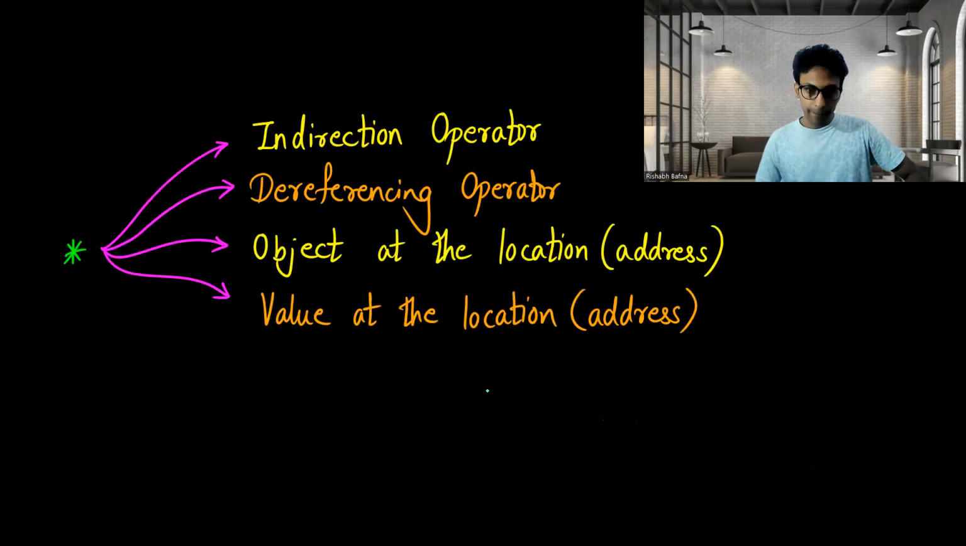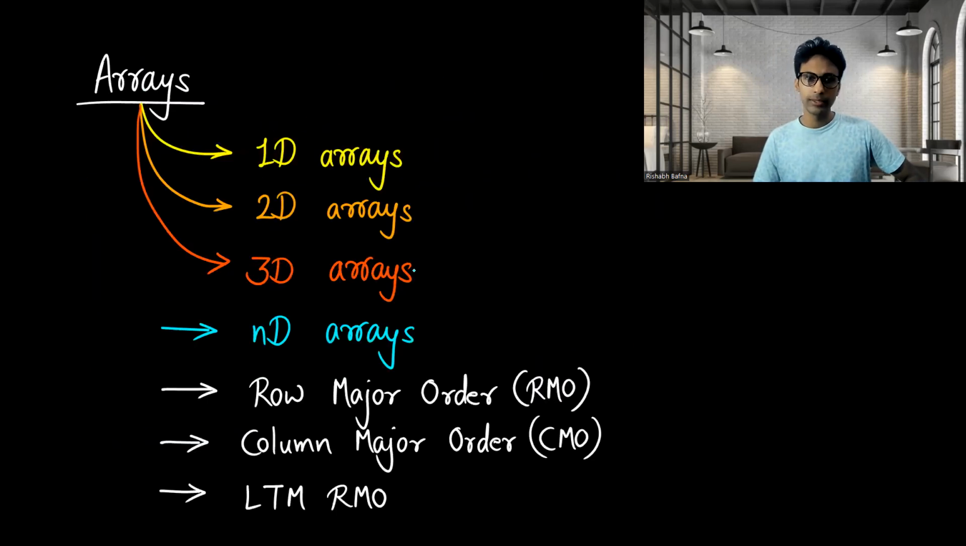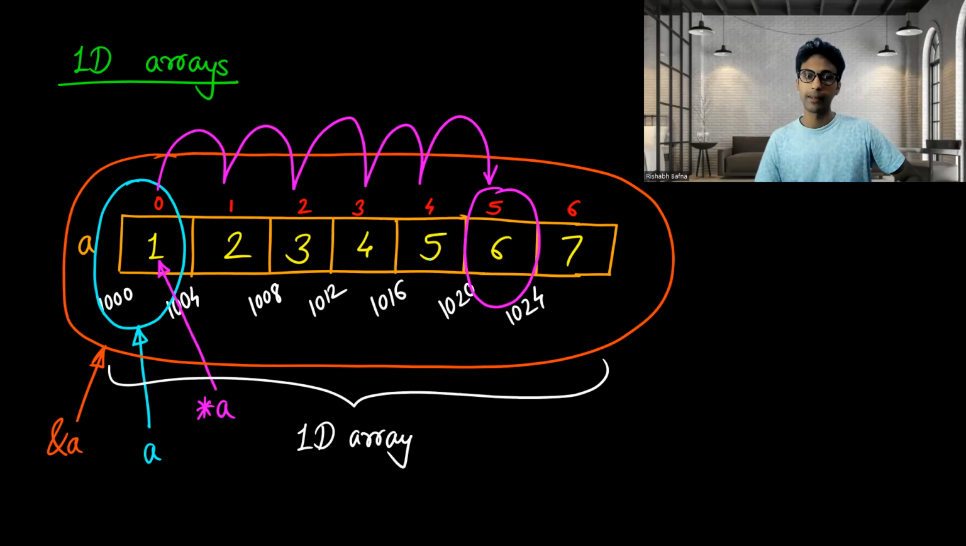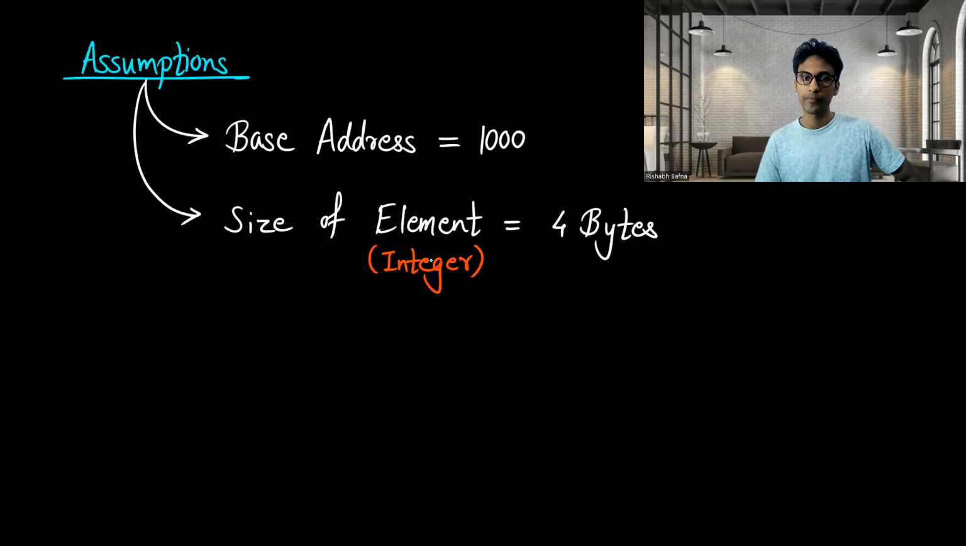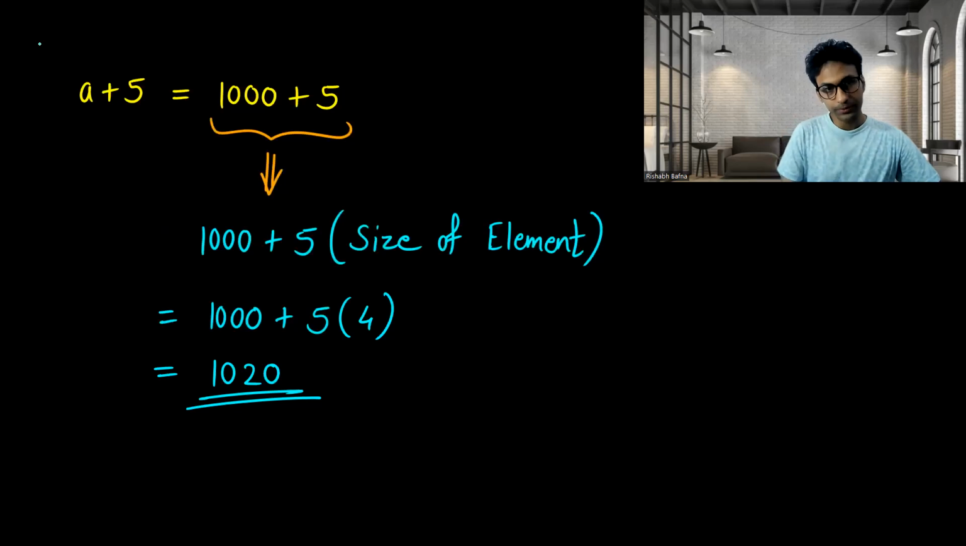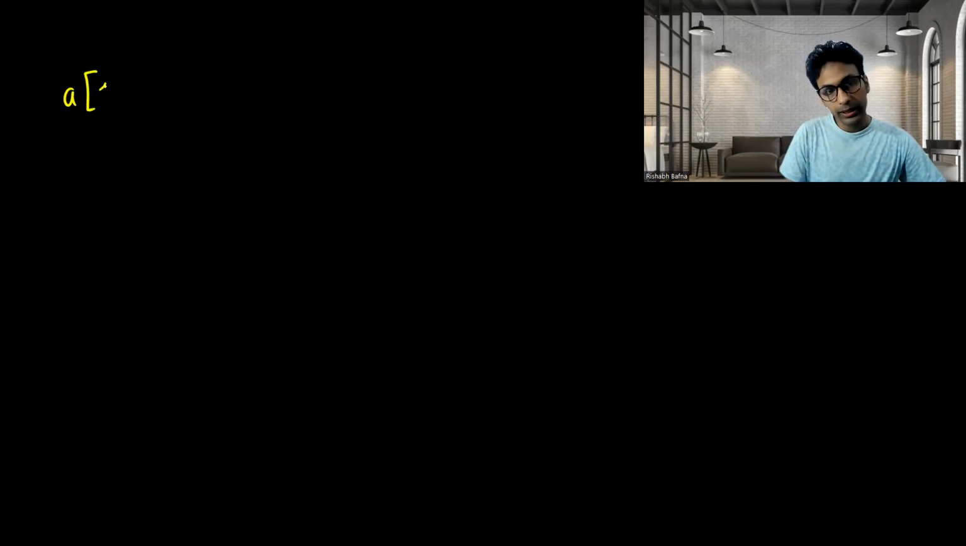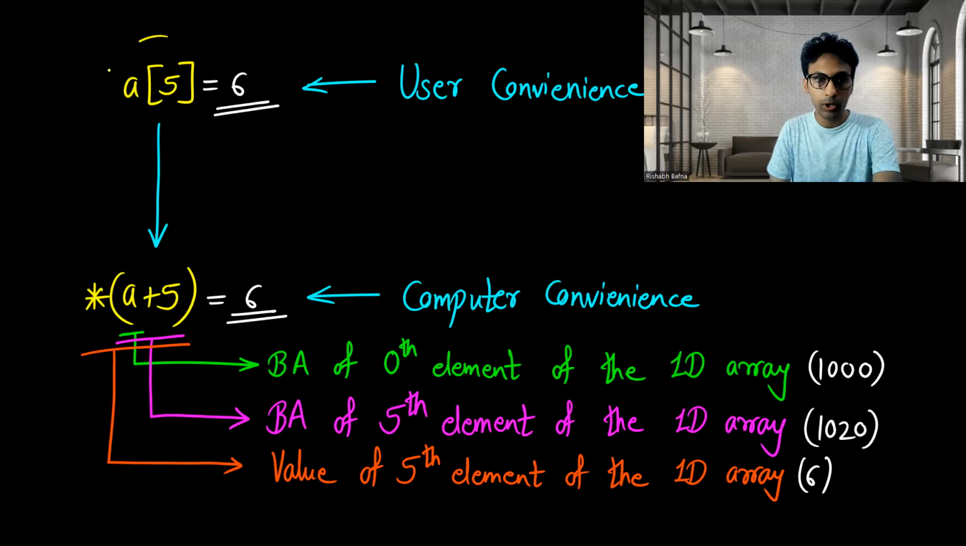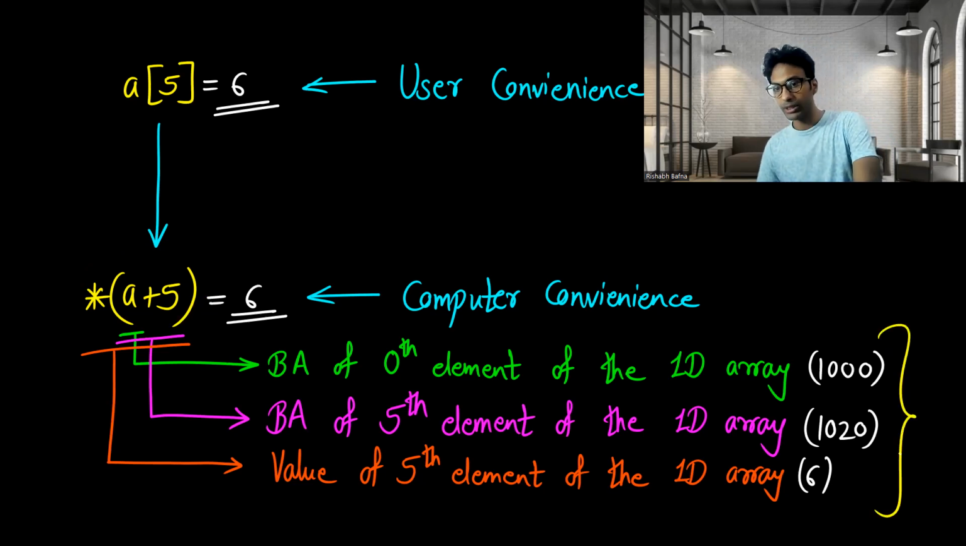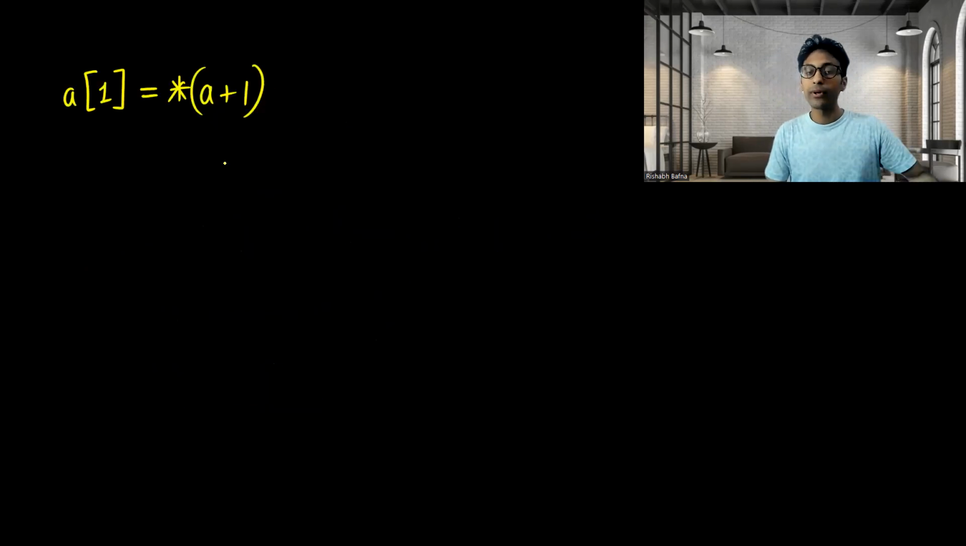Connect the dots. Now let's see one more interesting thing about arrays. If you see A of 1, what is A of 1? This is for user convenience. A of 1 can be internally written as star of A plus 1, isn't it? I just explained it right now. I took the example of A of 5, which was 6, and star A plus 5 is also 6. The exact explanation I have written here. So A of 1 is star A plus 1.